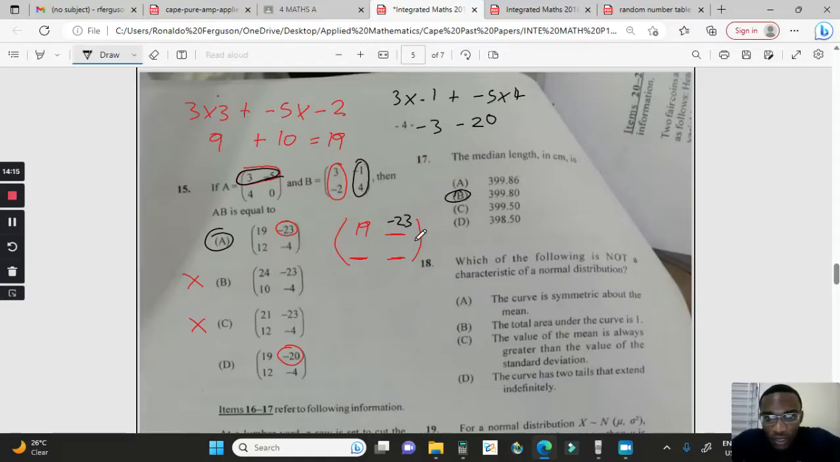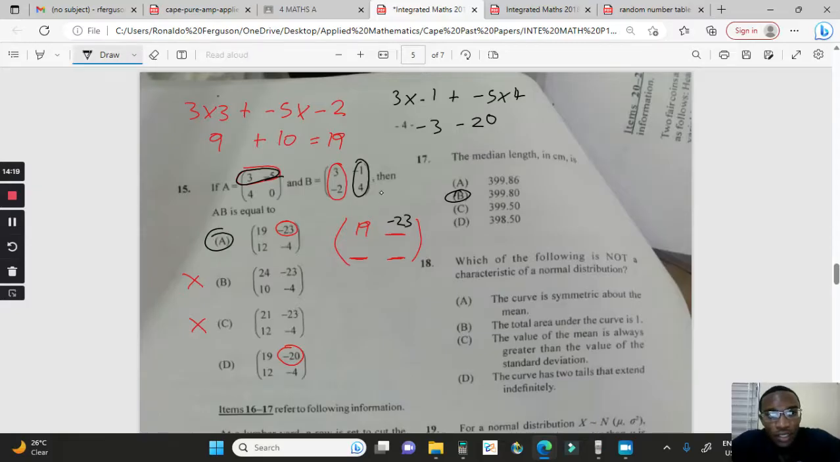Which of the following is not a characteristic of the normal distribution? This is a repeat question. You have to remember the curve is symmetric, the total area is 1, and the mean is at the center. The two tails extend infinitely, so C is the one that's not true.